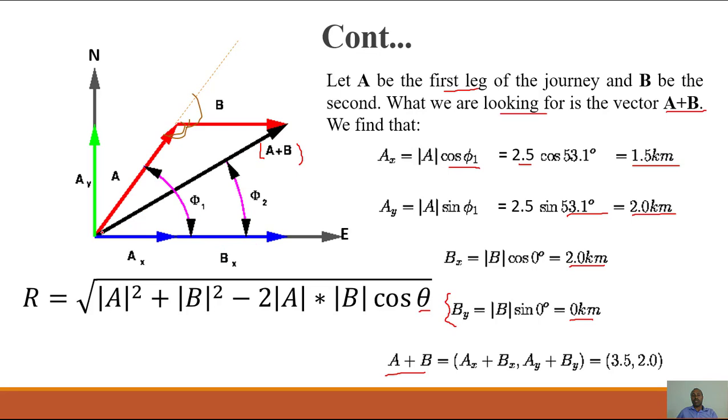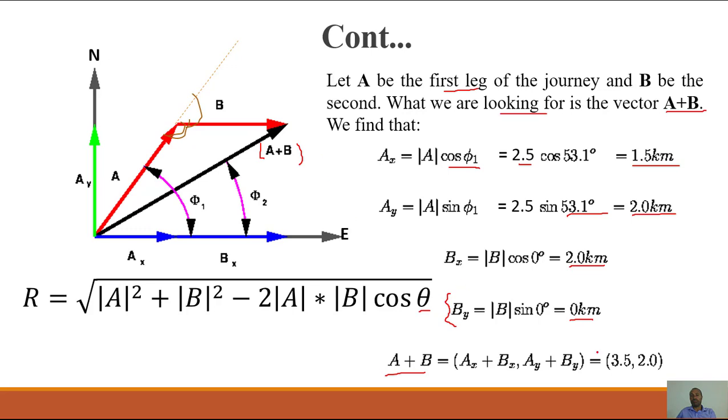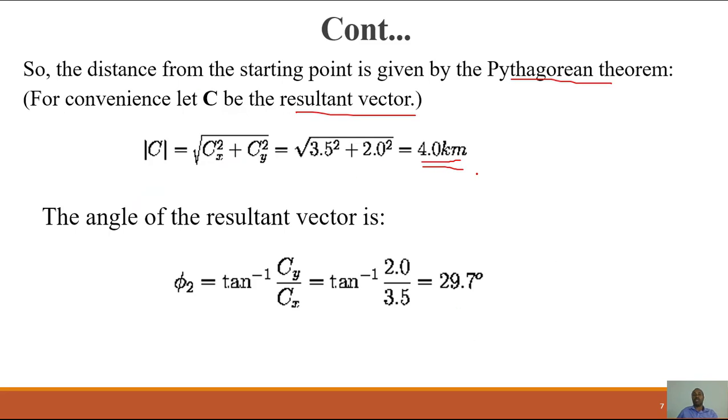Let me go back to this one. So this is just the resultant vector. Then you have to compute this one. Already we have this walk. Then we can calculate now. So Cx, which is 3.5, is the resultant Cx, which is Ax plus Bx, 3.5. Then finally, Ay plus By again, the Y direction. Then finally, the angle of the resultant vector is just tan inverse of Cy by Cx. Then tan inverse 2 over 3.5. Then this is the angle.